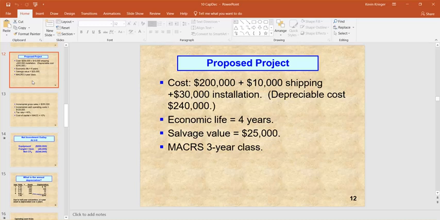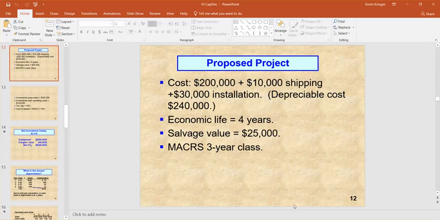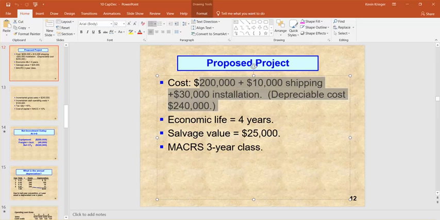Let's make this one even longer. Let's do a 4-year economic life. That means this project is going to run for 4 years. Right? So that wouldn't include year 0. That's going to include years 1, 2, 3, 4. And this thing might have cost you $240,000, right?